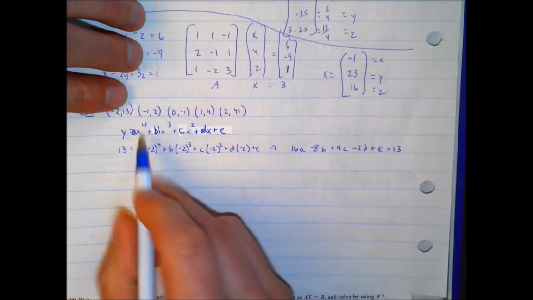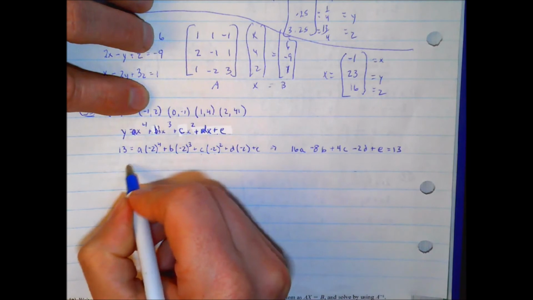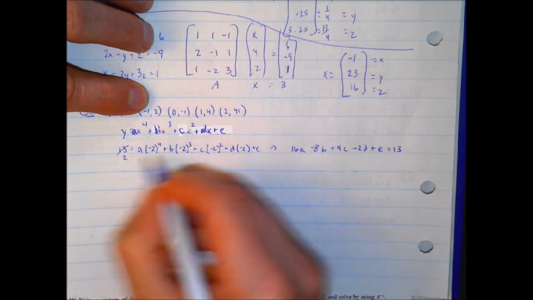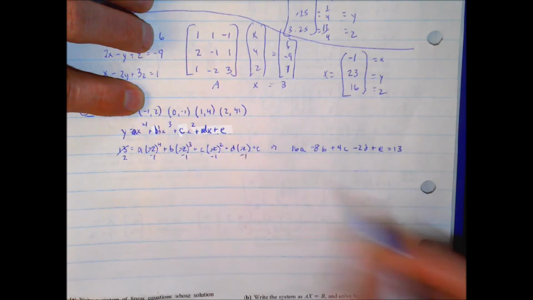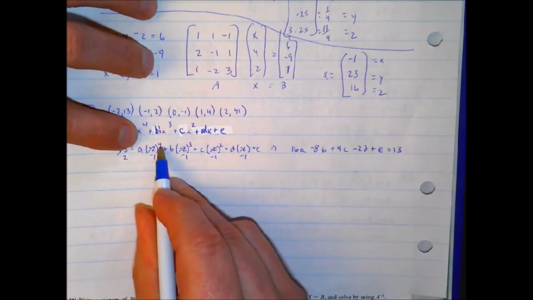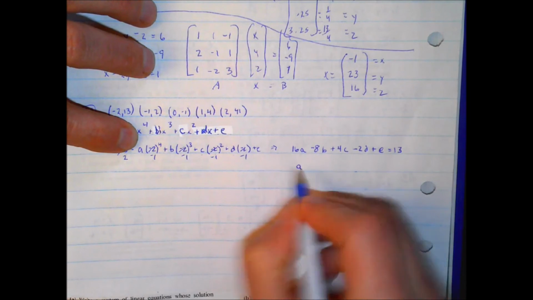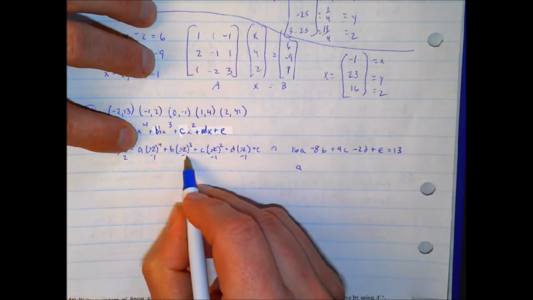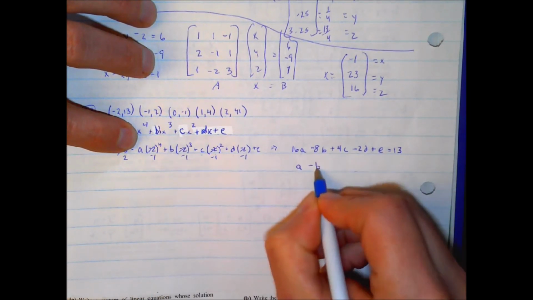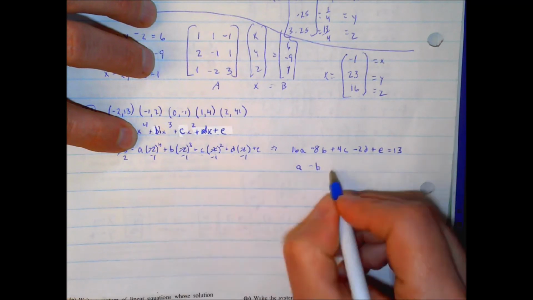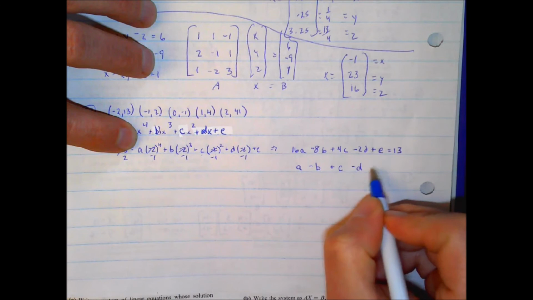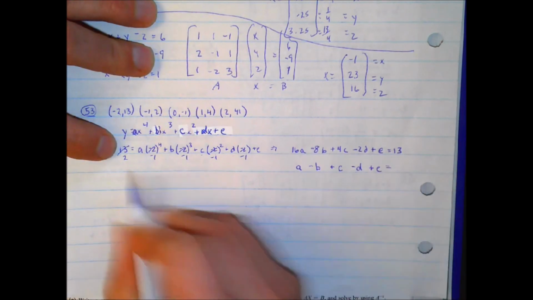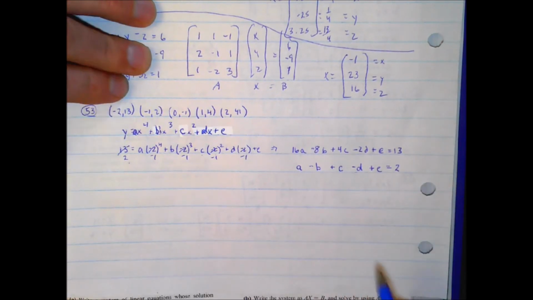Okay. I do the same thing for the next point. I'm just going to cross these out and put a 2 here, and a negative 1 for each x. So I have negative 1 to the 4th is 1a. Negative 1 to the 3rd is negative 1 times b, which is negative b. Then 1c, negative 1d, plus e equals 2. Okay, go to the next point.